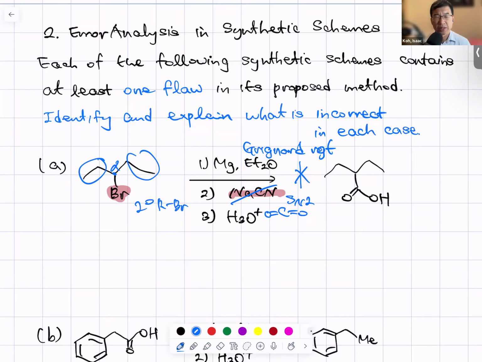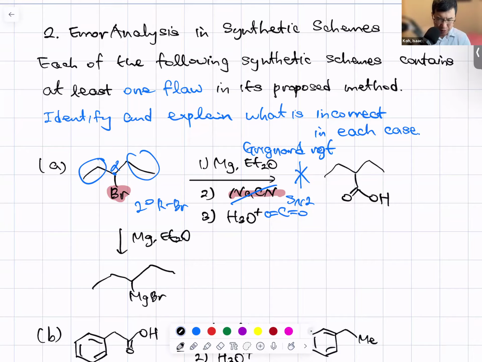So it is better to use Grignard reaction followed by reacting with dry ice. That's a better option. Here let's use magnesium in diethyl ether, and then it will form a Grignard reagent. So then magnesium will be inserted into the bromide right here. This one is a carbanion, and we treat this one with dry ice.